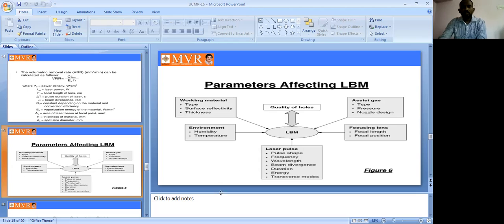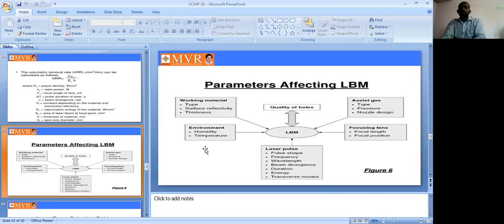So see, these parameters are very important: workpiece type, surface reflexivity, and thickness. Next one is environment. Environment is very important. Generally, we have two environmental factors.